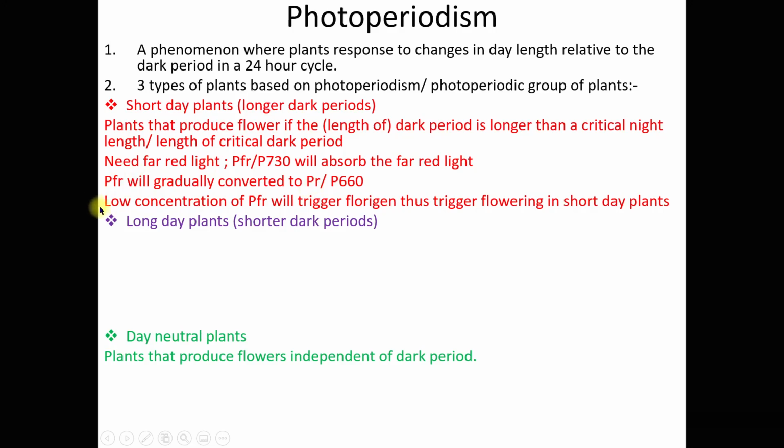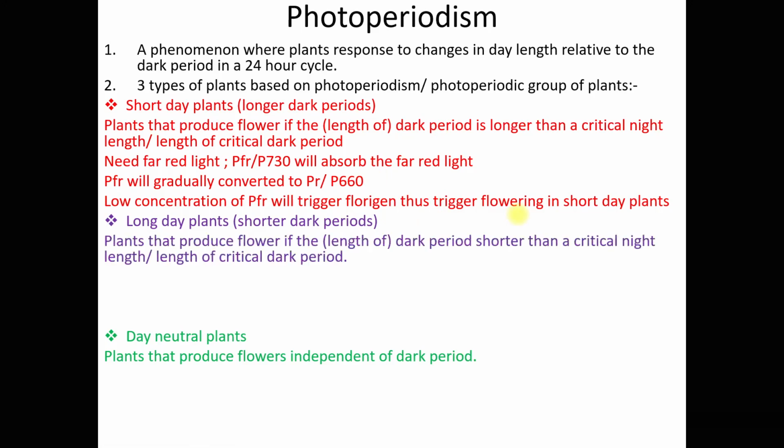Let me rephrase that. When PFR is gradually converted into PR, we will have a low concentration of PFR and a high concentration of PR. And these conditions will trigger florigen, and this florigen will trigger flowering in short day plants.